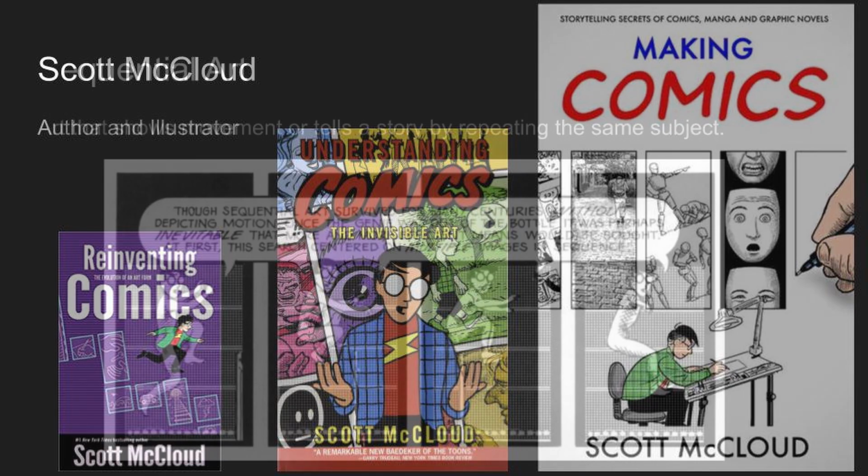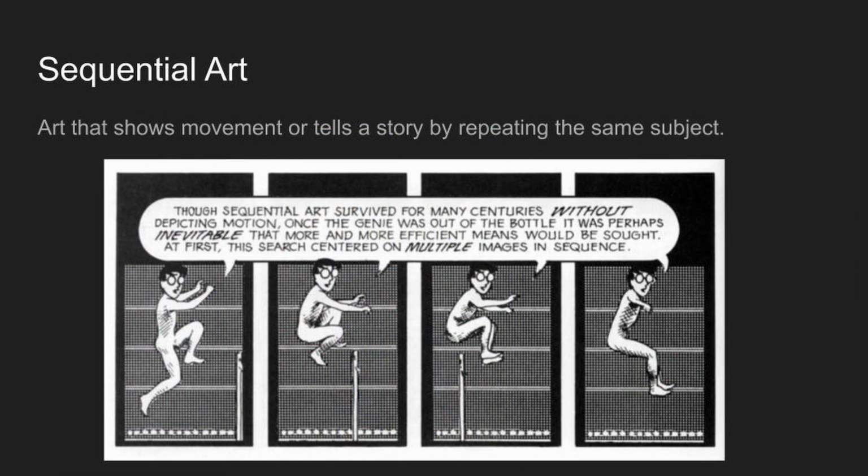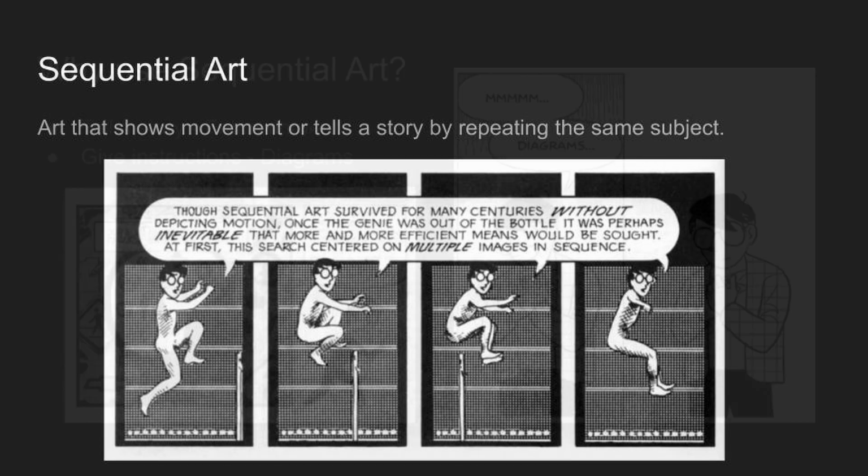Okay, let's get started. Sequential art is art that shows movement or tells a story by repeating the same subject. Sequential art has been around for centuries, and it didn't always show motion, but our project this week is all about showing motion. So that's what I'll be concentrating on for this presentation.